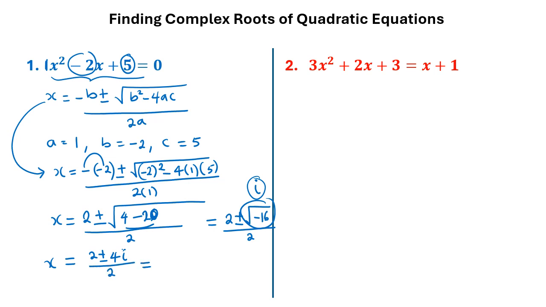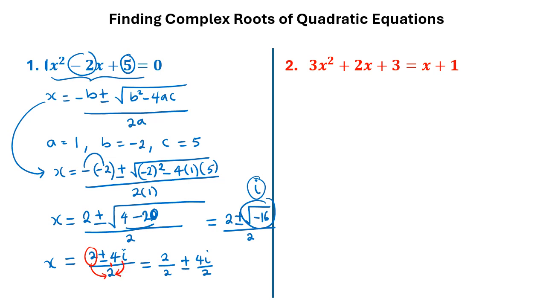Looking at what I have here, I am going to separate the real part from the imaginary part, which means 2 over 2 plus and minus 4i over 2. This is just the reverse of what you would do when you have a fraction: I'm splitting the fraction, making the real part go over the denominator and the imaginary part go over the denominator. So this is what I'm getting.